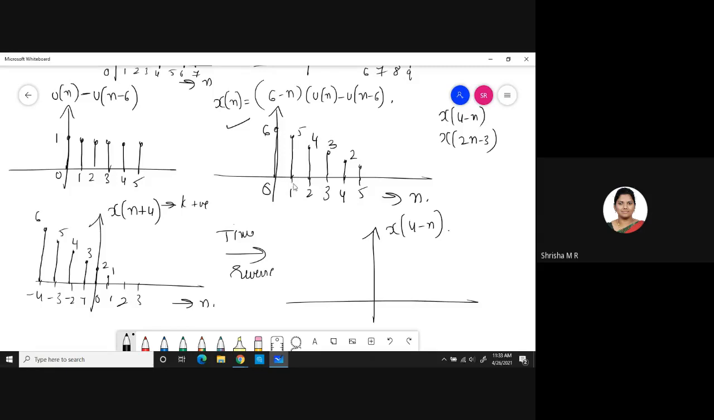At n equal to 1, 6 minus 1 into 1, that is 5. The amplitude is getting amplified according to the factor, according to the value of n. If n is equal to 2, you have 6 minus 2 into 1, that is 4. If n is equal to 5, 6 minus 5 into 1, that will be 1. At n equal to 3, you have 6 minus 3 into 1, that is 3. Follow? Everyone understood?